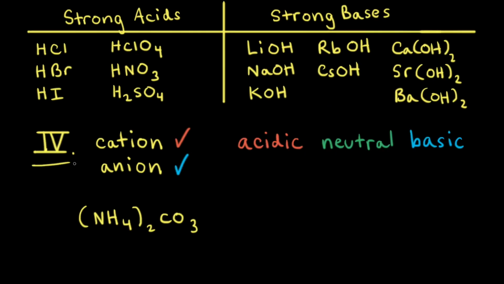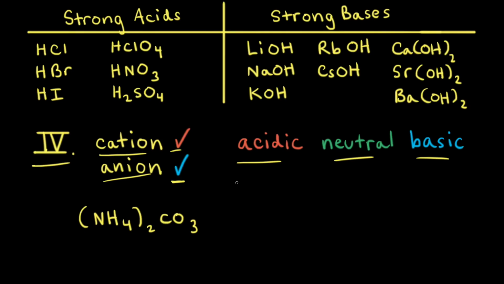The fourth possible combination is where a cation will react with water, and the anion will also react with water. In this case, the resulting solution can be acidic, neutral, or basic. As an example, let's think about an aqueous solution of ammonium carbonate. Looking at the chemical formula for ammonium carbonate, the cation would be the ammonium cation, so that's NH4+, and the anion would be the carbonate anion, CO3 2-.